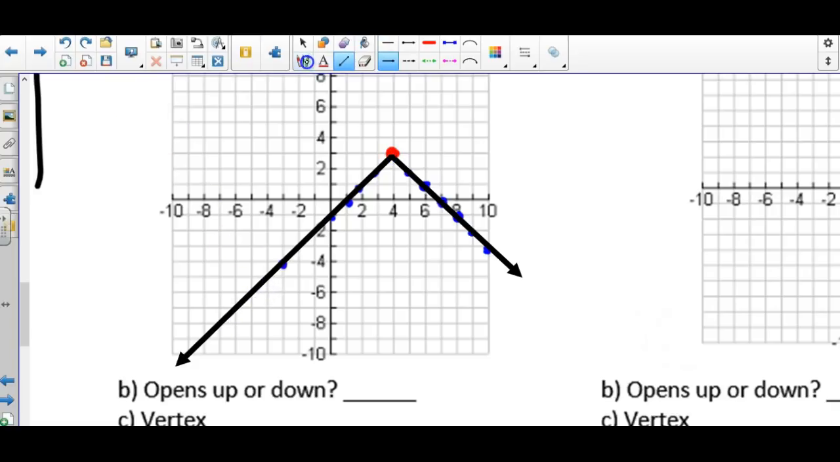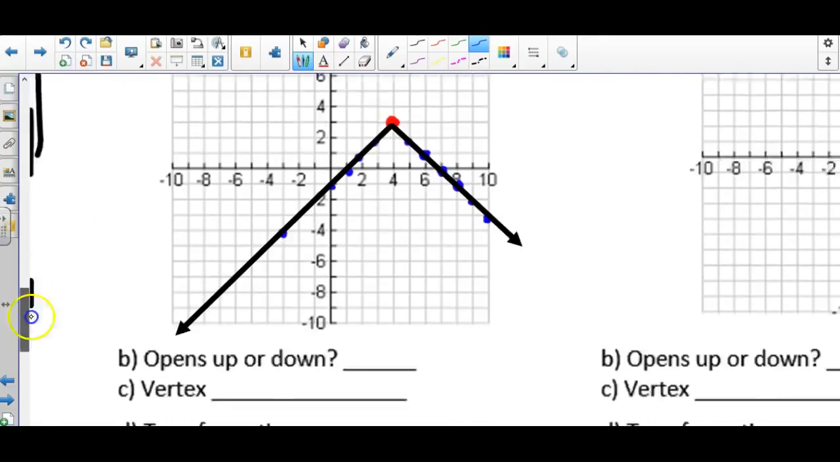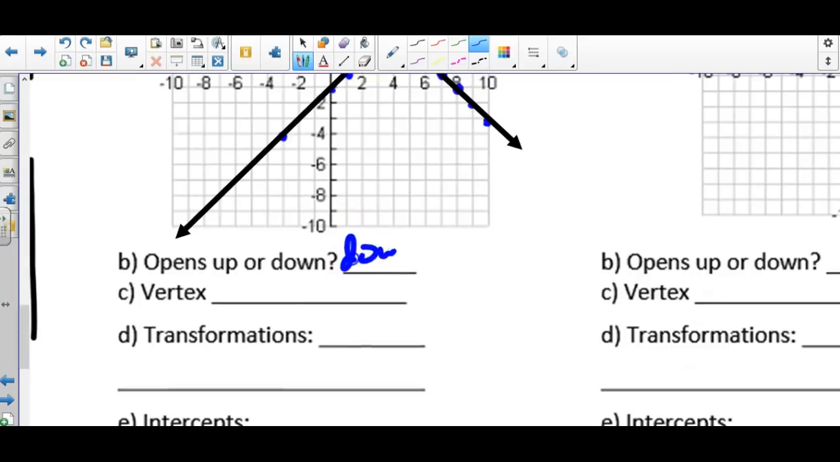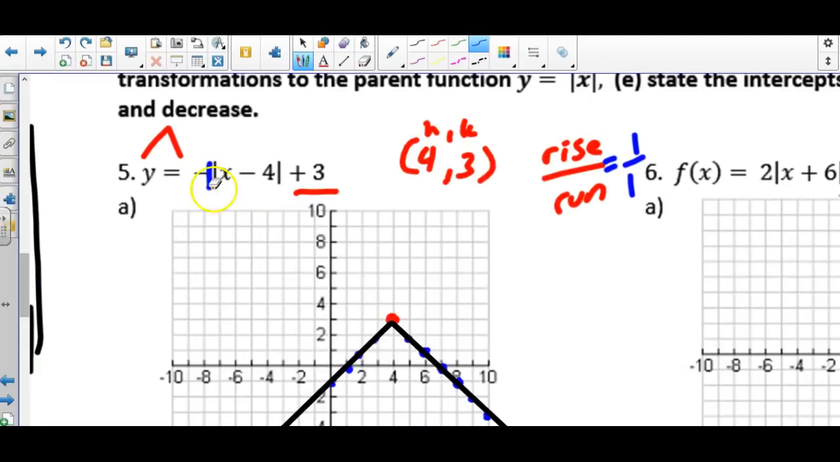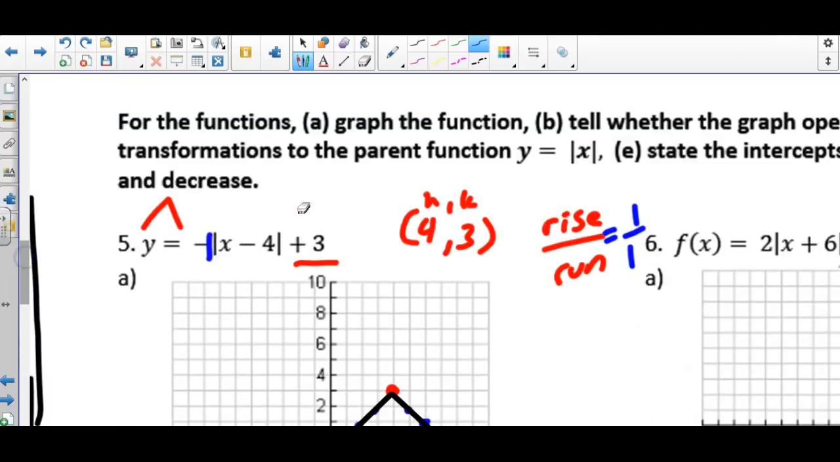Now let's answer these questions down below. The first one says, does it open up or down? Remember that negative says down, so of course it's down. The vertex, we found using the h and k method. It's (4, 3). Now transformations. Remember, the negative says reflect over the x-axis. This negative 4 right here says right 4.